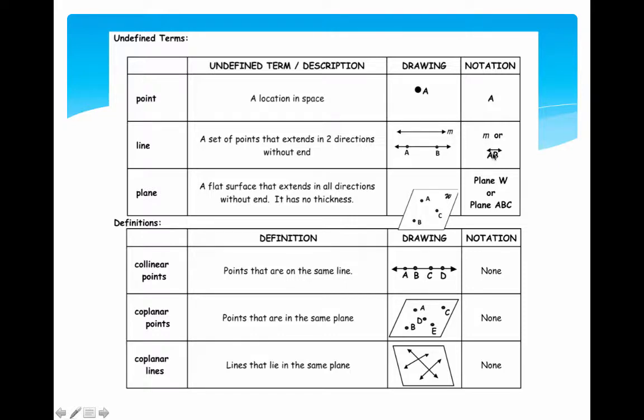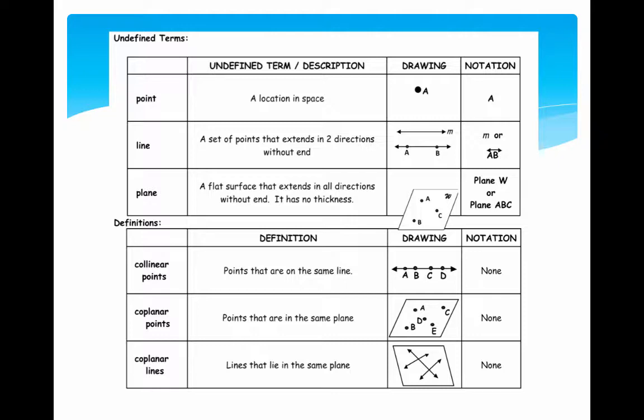So either it's an italicized letter, or we put this little symbol over it indicating line. The arrows mean in both directions. If I had one arrow, it would be a ray. It would start at A and only go in one direction. If I had dots on both, then it's a segment, but we don't draw them then. We just draw a little line.